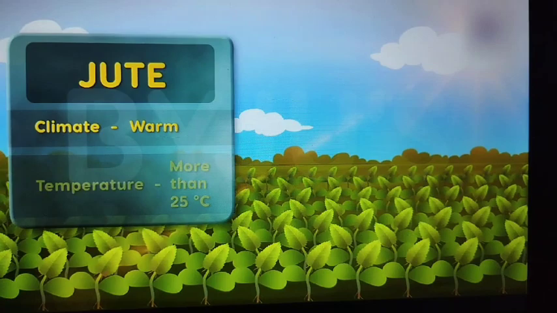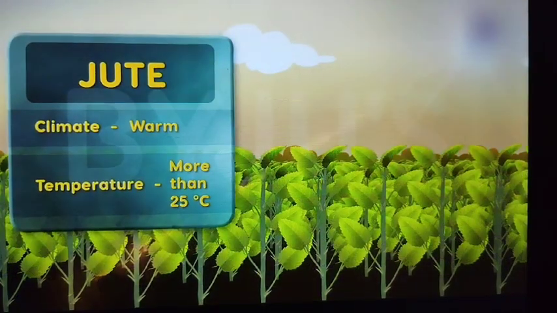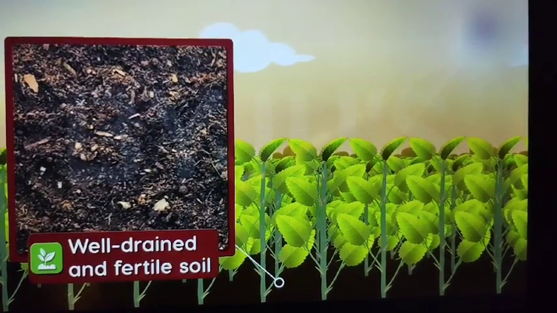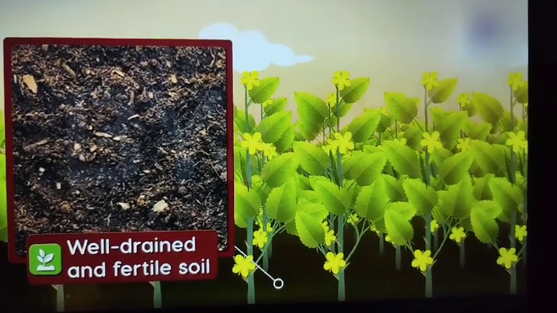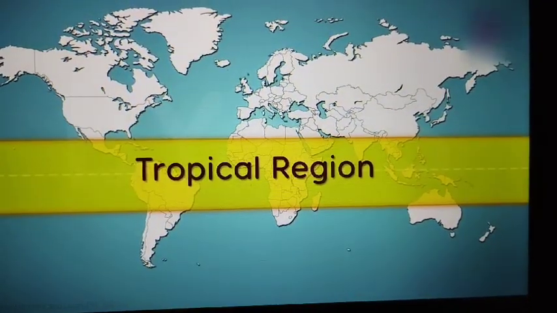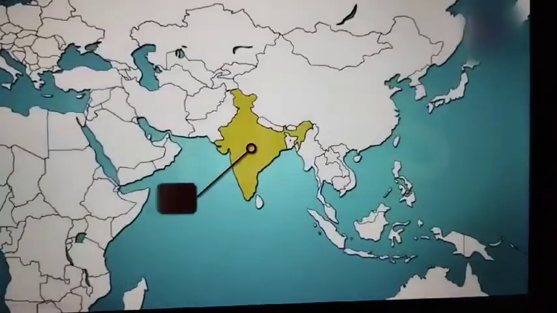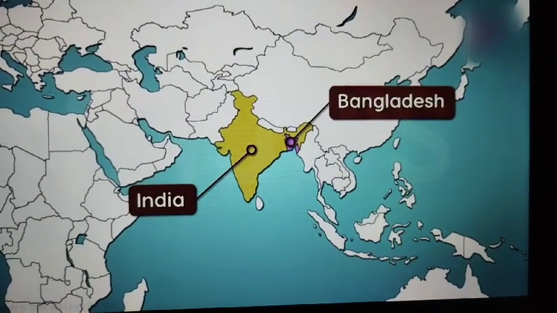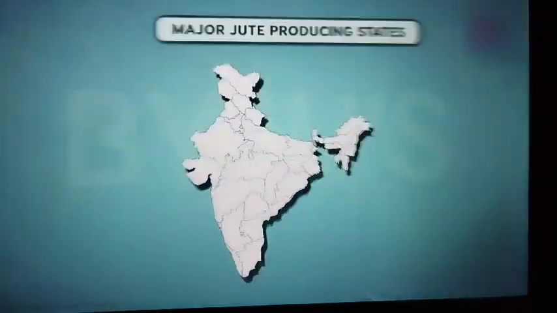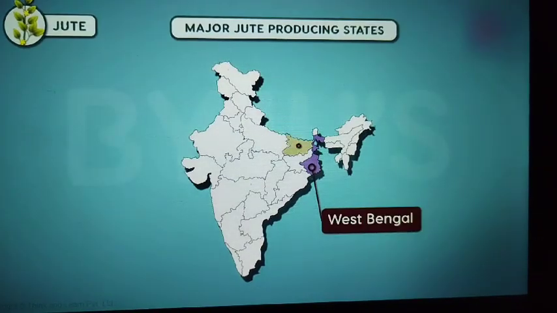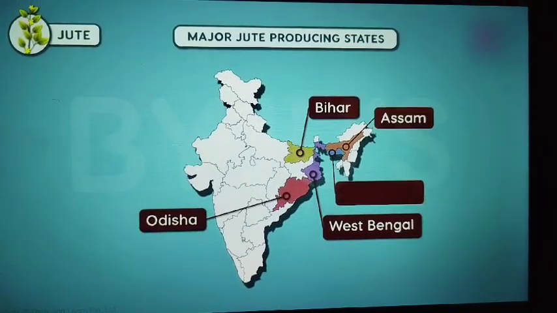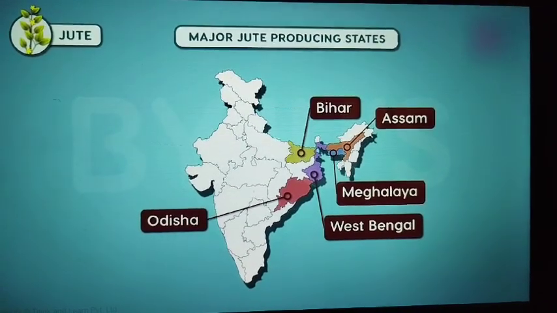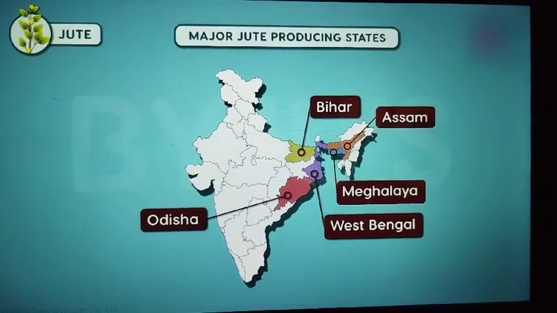Jute requires high temperature at the time of growth, and it grows on well-drained, fertile soils in the floodplains, where the soils are renewed every year. It is mainly grown in the tropical regions of the world. India and Bangladesh are the leading producers of jute. West Bengal, Bihar, Assam, Odisha, and Meghalaya are the major jute producing states in India.